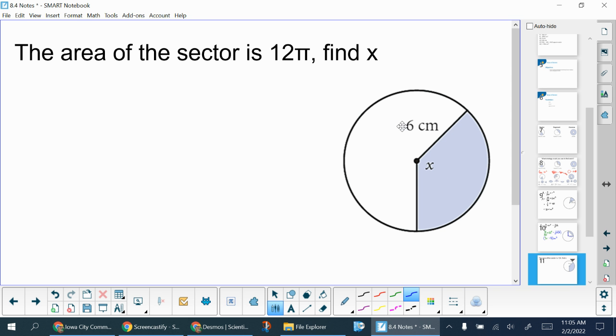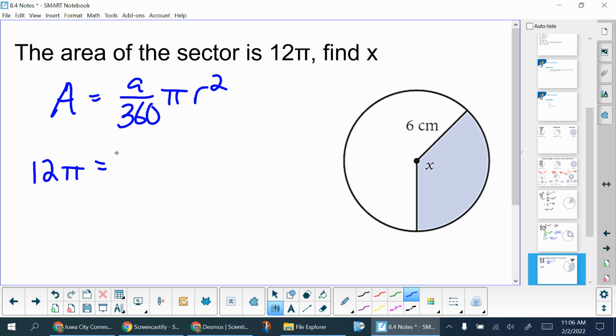Find x, which is the angle. And so I'm going to start by writing my formula down. Area equals a over 360 times pi r squared. And I'll plug in what I know. The area is 12 pi. I don't know the angle. That's x. Times pi, and my radius is 6.